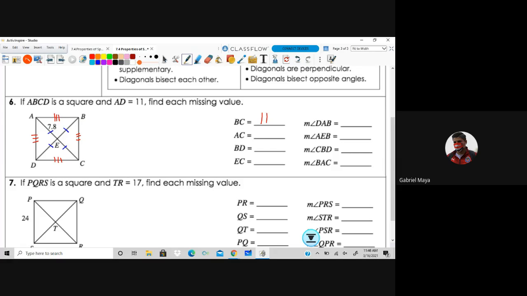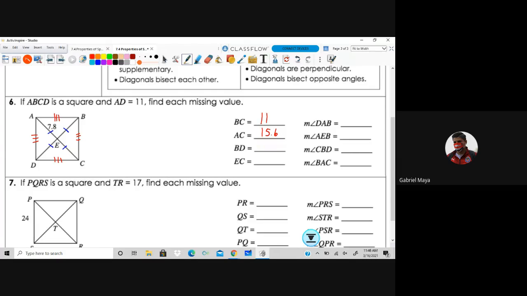All right. What about AC? What is the length of AC? Where is AC? Right here to here. Well, if this is 7.8, therefore this is also 7.8. So add them together, that gives us 15.6. Very good.